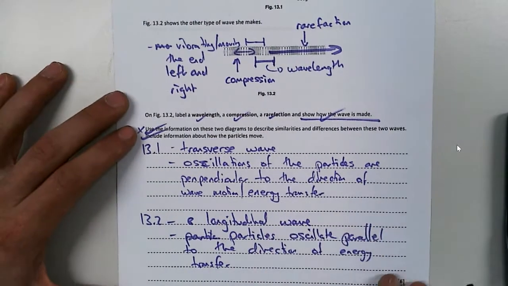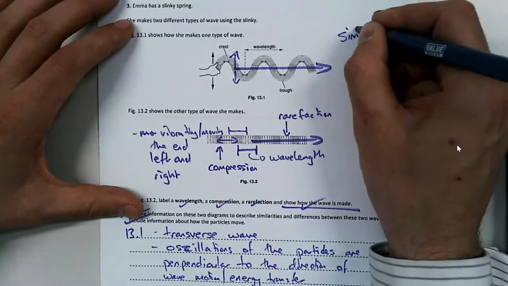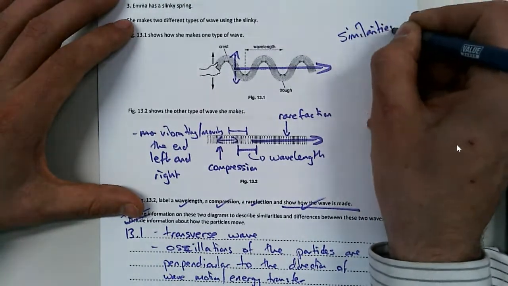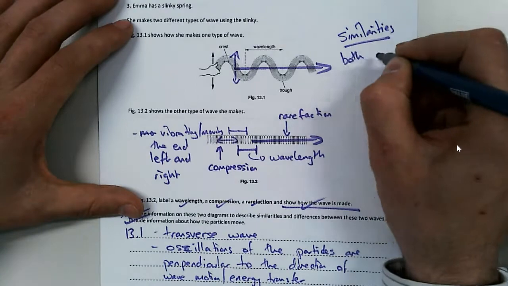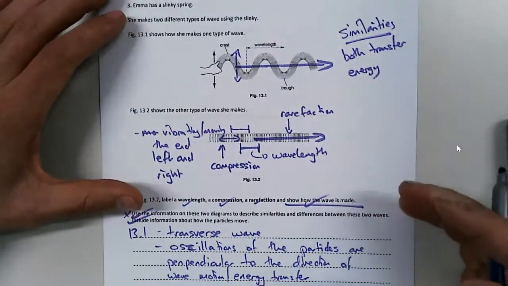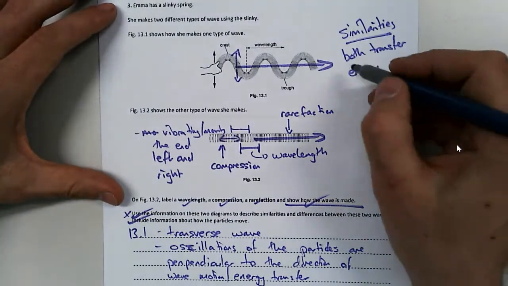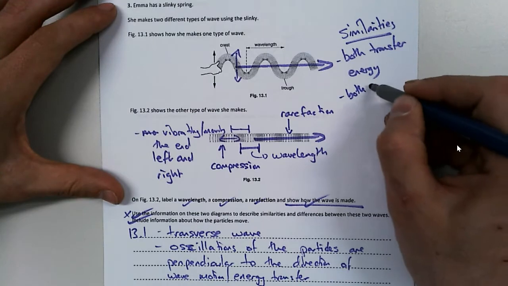Similarities and differences between these two waves. So the similarities: they both transfer energy because they are both waves. You could say they both have wavelengths. That is obviously a similarity.